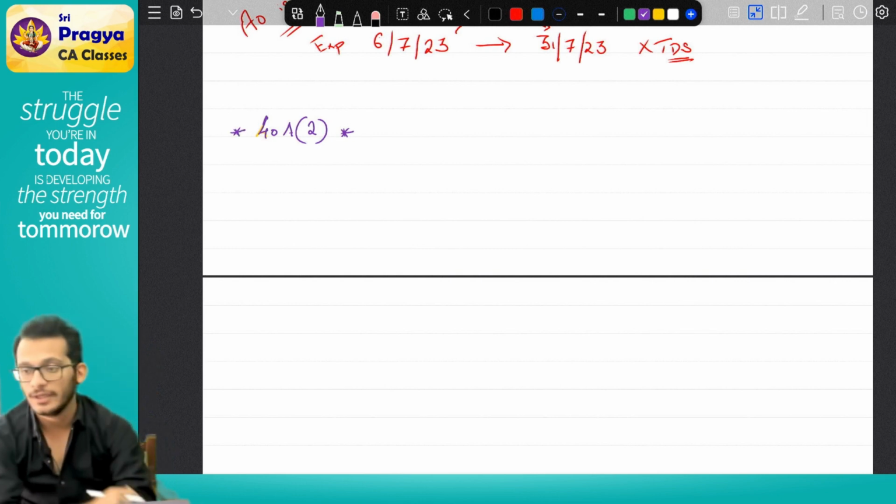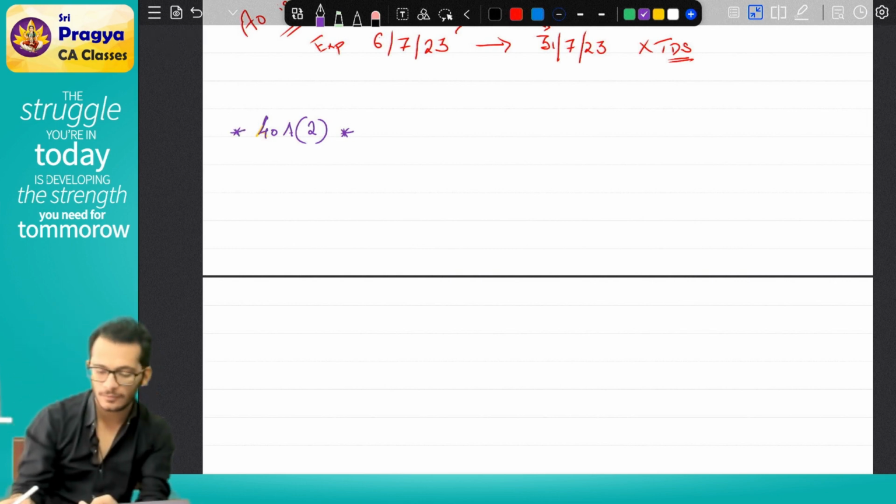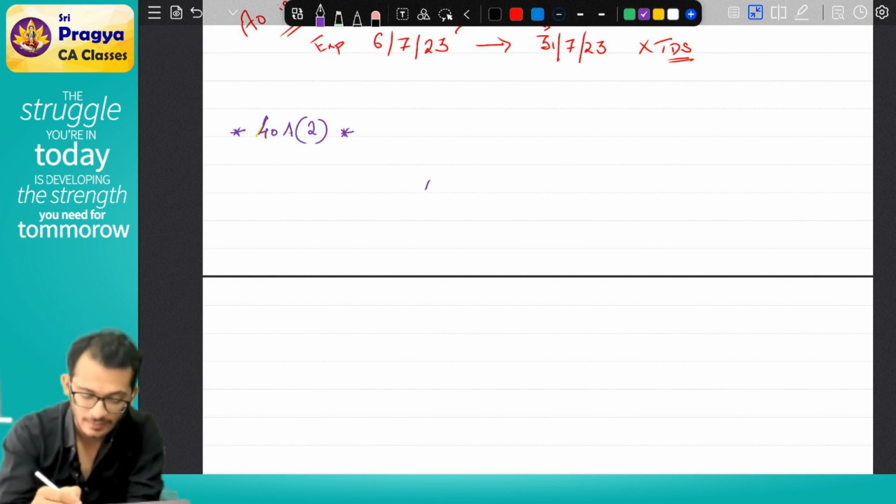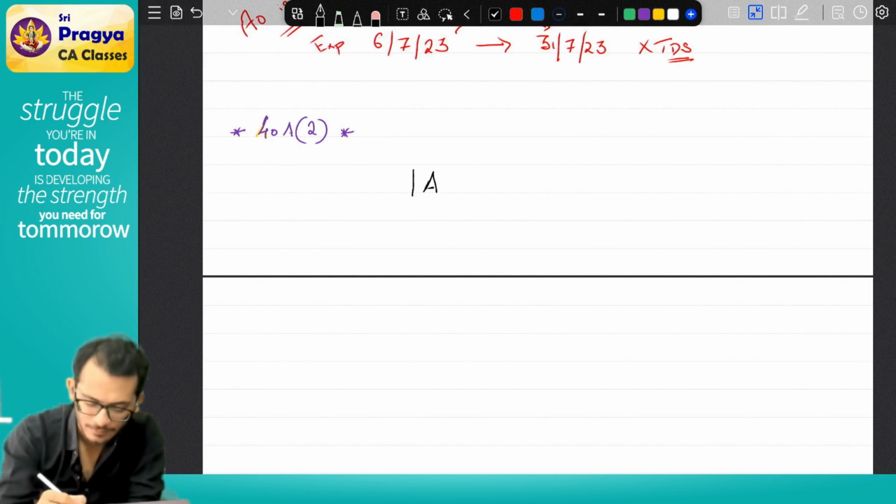We are in section 40A2. Yes or no? Yes. Now I'm going to ask you some questions. Tell me what the answers are. First question. There is a person called A. Is this person an individual or a company?